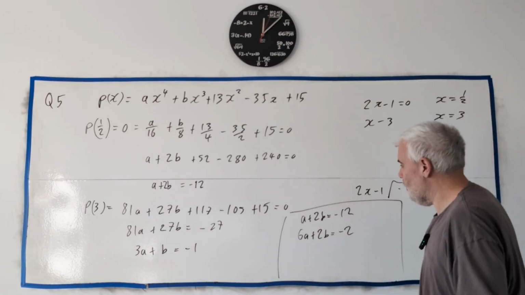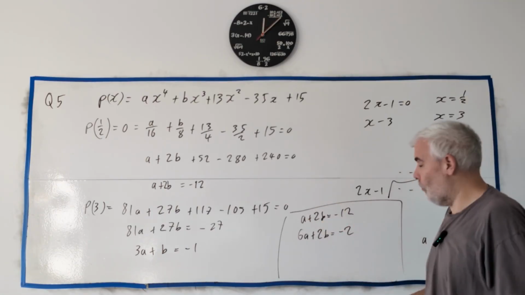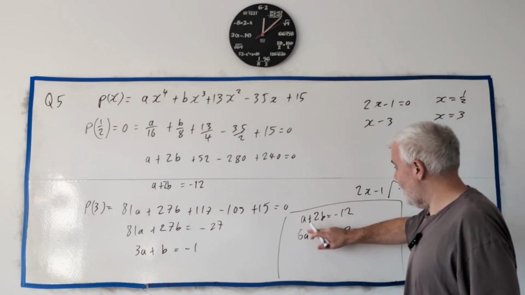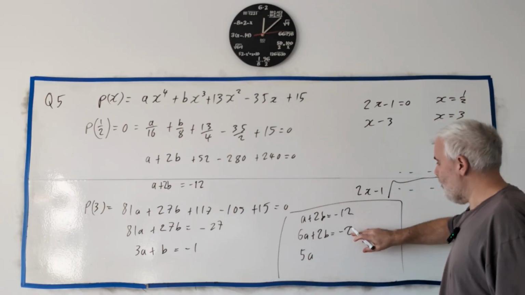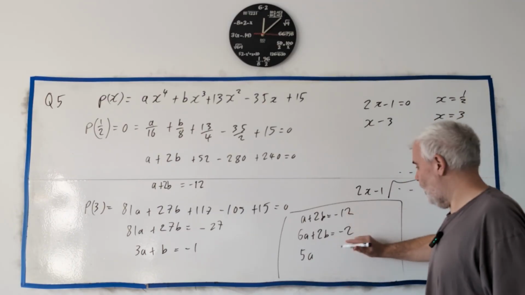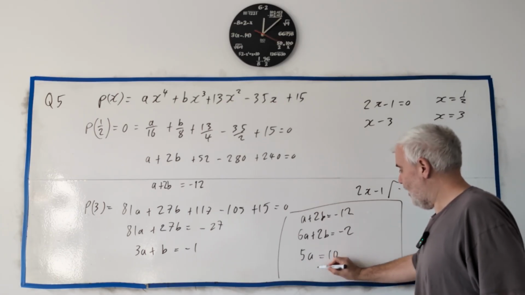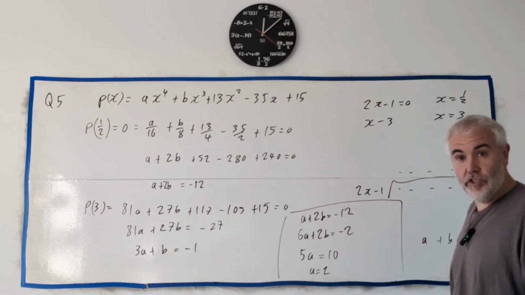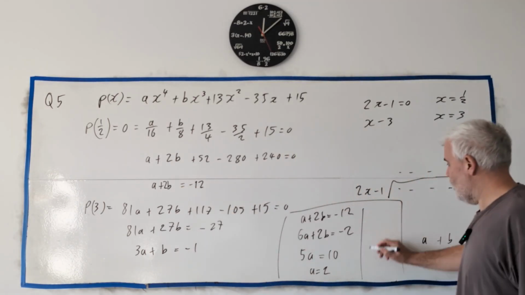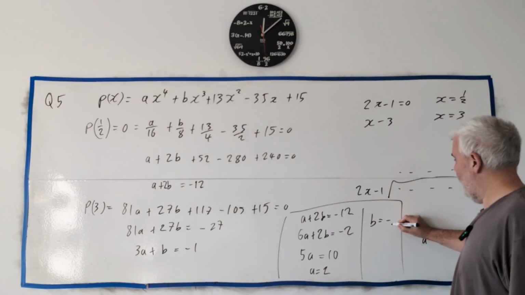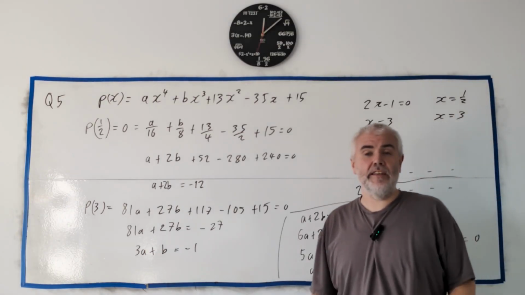We can take one from the other. Let's take the top one away from the bottom. 6A minus A, we'll get 5A. The B's cancel. Minus 2 minus minus 12, that's minus 2 plus 12, that's equal to 10. A is equal to 2. And just put 2 back into either one of these, and you should get B is equal to minus 7. That's your answer for part A.